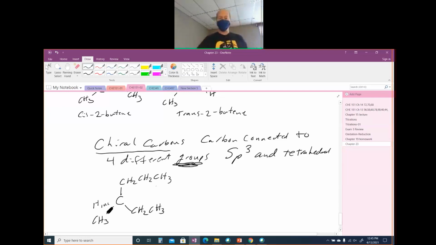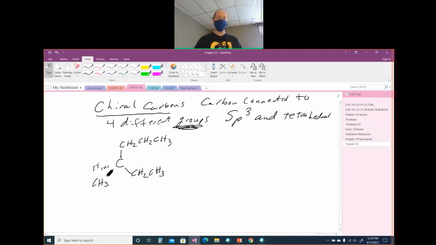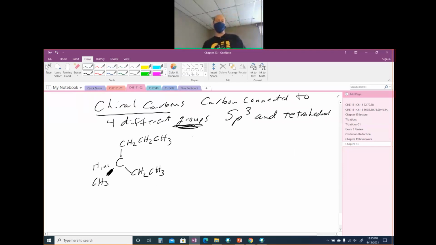All right, and so if we were to name this, we would have to find the longest carbon chain. The longest carbon chain is 1, 2, 3, 4, 5, 6. And so we have a hexane. Off of carbon 3, we have a methyl. So we have a 3-methyl hexane.